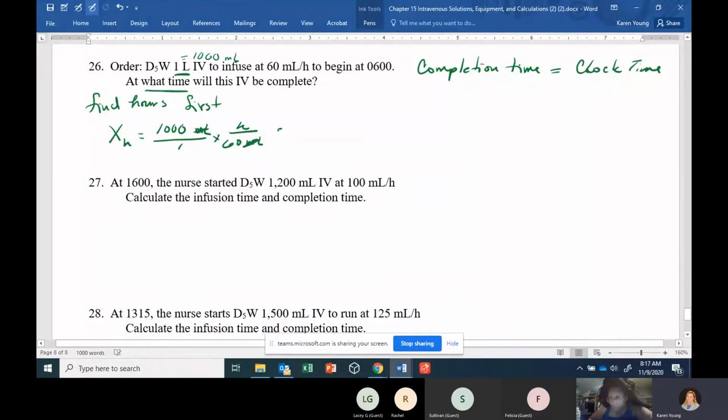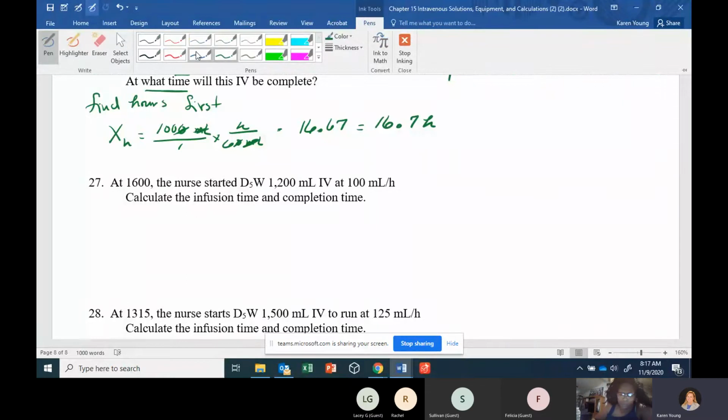My milliliters cancel. I can cancel a 0. So I've got 100 divided by 6, and that gives me 16.67. If I round that one, that's going to give me 16.7 hours. So again, I've got a decimal. With the decimal, I have to find my minutes.